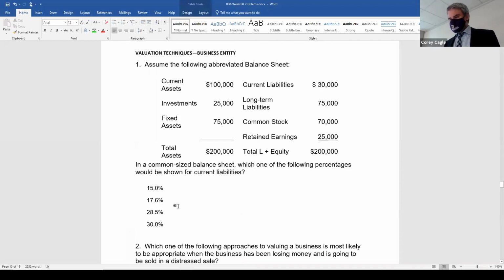So on the problems, they say if we want a common size balance sheet here, what would be shown for current liabilities? Everything here is going to be as a ratio to total assets, right? Current assets is going to be 50%. Investments is going to be 12.5%.